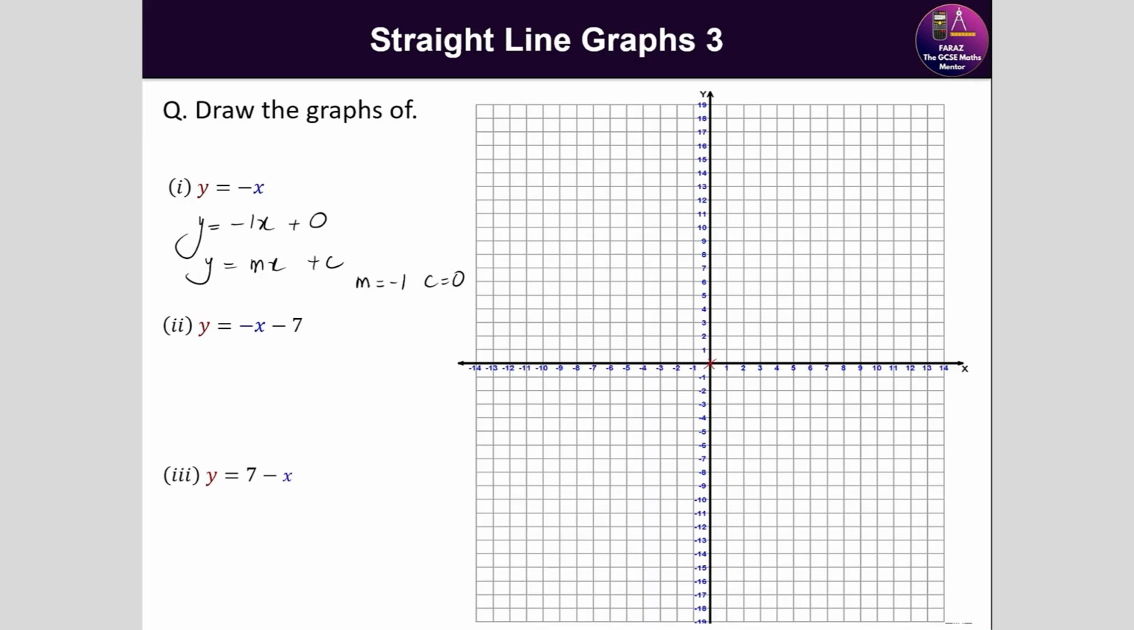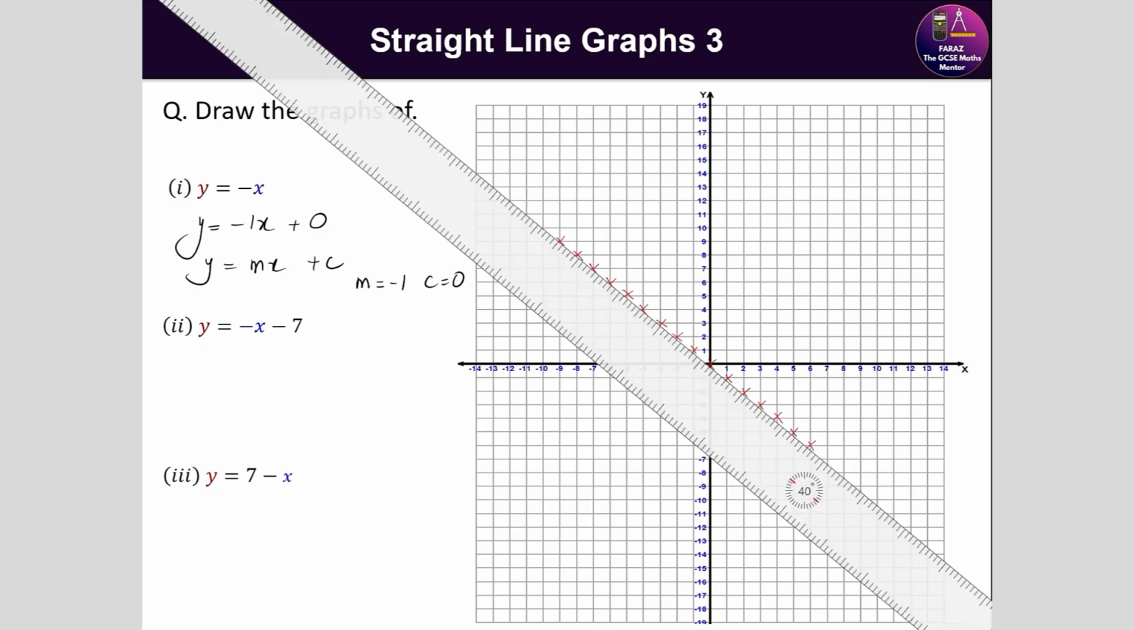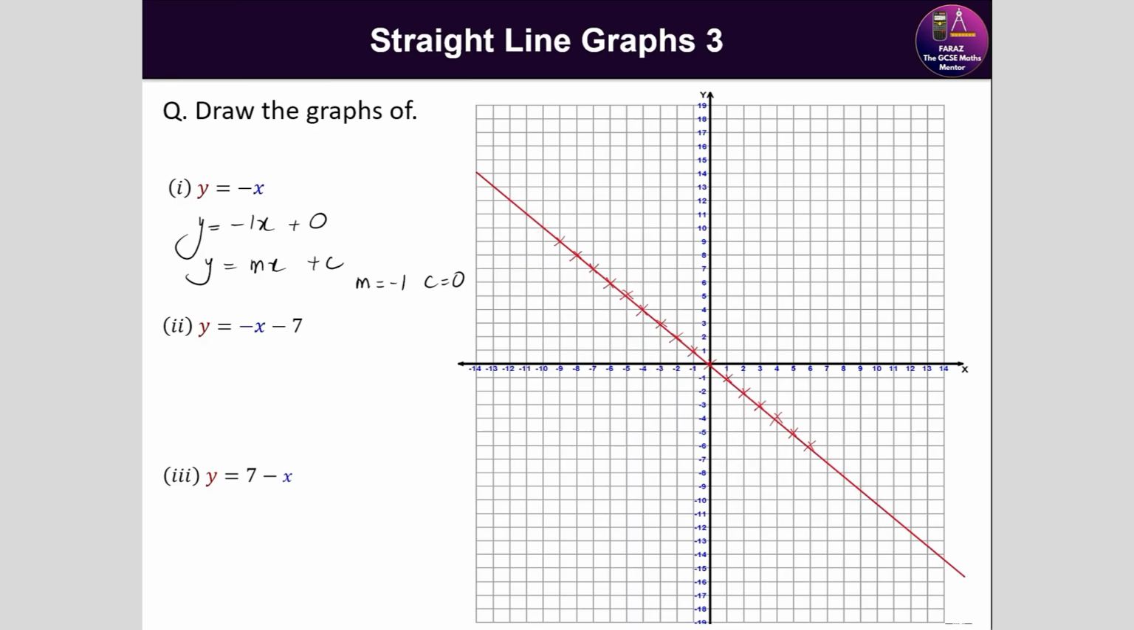And now go across 1 down 1, across 1 down 1, like this, this way. Alright, with the help of a ruler we can join them easily. This gives us a line sloping gently down.